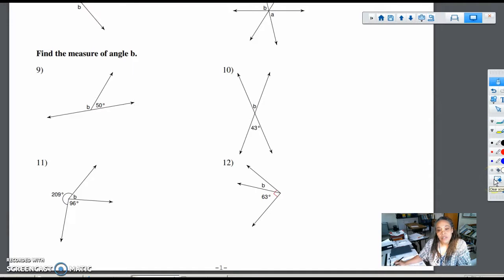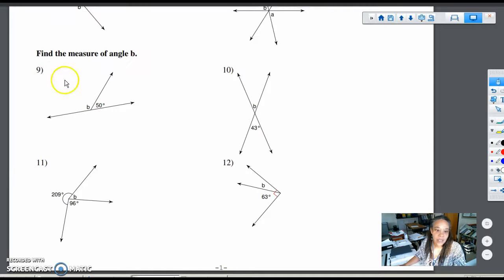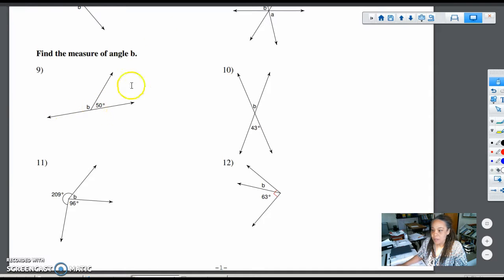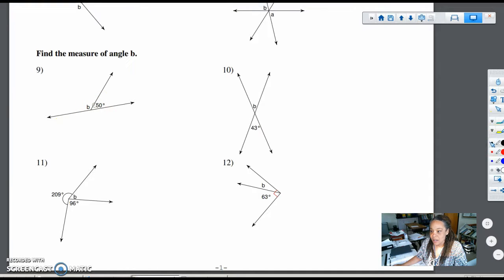Here we have to use information that we do know to figure out what they want us to do. For example, on number 9, the directions say to find the measure of angle B in each of these problems. So angle B is right here. How can we figure out the measure of angle B? We have to use the information from the top of the page and determine the angle relationship between these two.